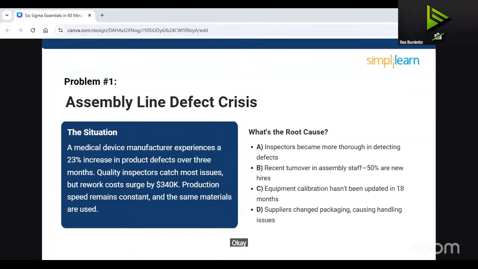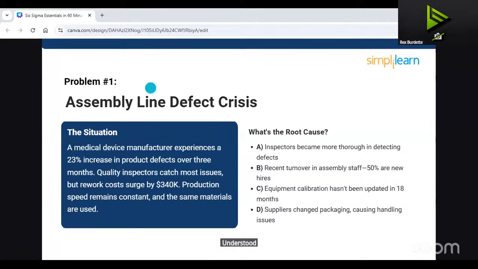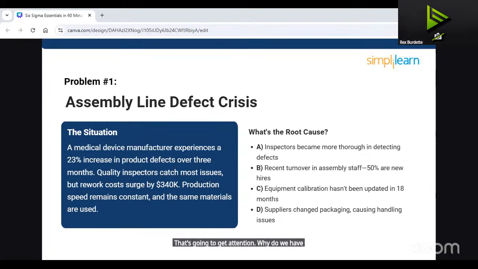Okay, thank you, Sweat. We start with assembly line defects. Like I said, Six Sigma and Lean both had their origins in manufacturing, and sometimes it's more easily understood in terms of manufacturing. So in this one, a medical device manufacturer experiences a 23% increase in product defects over 3 months. That's going to show up in their control charts or in their reports, and that's going to get attention. Why do we have a 23% increase?